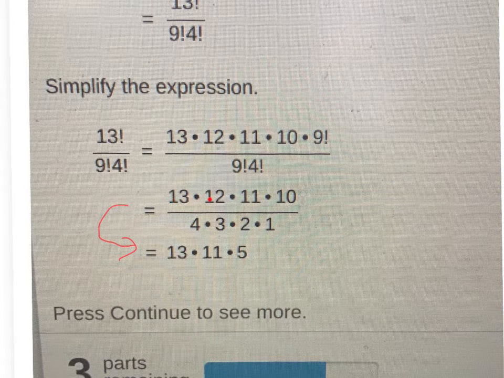Well, you got a 13, a 12, 11, and a 10 here. You got a 4, 3, 2, and a 1. Now, you could just multiply the numerator and multiply the denominator, divide, and it'd equal this product. But, that's not your question.